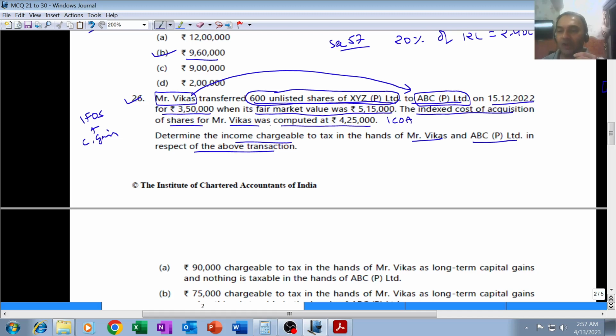Friends, if you can understand, for Vikas there will be capital gain, and for ABC Private Limited, section 56(2)(x)(c) will be applicable. Movable property, nine specific assets, if acquired for less than fair market value and the difference exceeds 50,000, the income from other sources chapter will be applicable. So let's just understand, 3,50,000 for Vikas is the actual sale consideration and the fair market value is 5,15,000. Whenever unlisted shares, that is unquoted shares, are sold, section 50CA of the capital gain chapter becomes applicable.